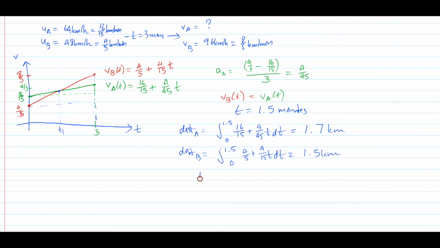Afterwards, guys, almost done. All you need to do is just take 1.7 minus 1.5 to find the difference, and you should get 0.2 kilometer, or you can put in meters, that is 200 meters difference. The difference in the distance between car A and car B after 1.5 minutes.